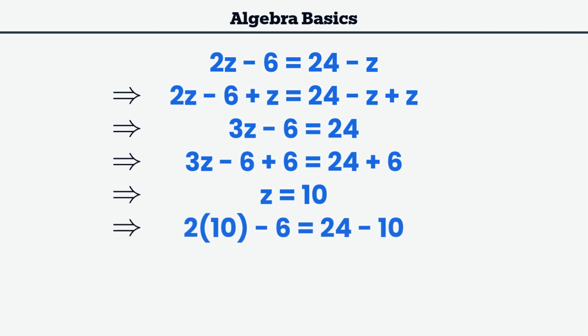Plug 10 back into the original equation. Left side, 2 times 10 minus 6 is 20 minus 6, which is 14. Right side, 24 minus 10 is also 14. Both sides match, perfect. So the answer is z equals 10.